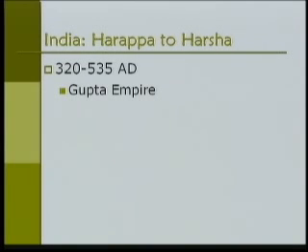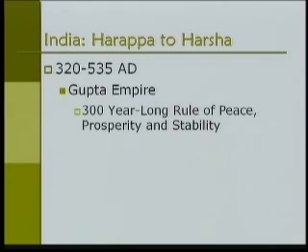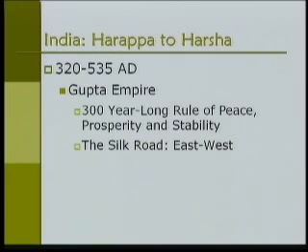The rise of the Gupta Empire after the Kushan, and again Kushan were foreigners, Gupta were internal people, and this is about 300 years long rule of peace, prosperity, and stability, and that's why it's called one of the great golden ages, or rather the golden age of India. So 300 years of rule, plus the rule of Harsha is also connected to the Gupta Empire.